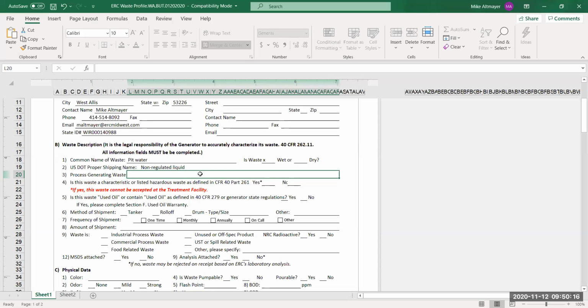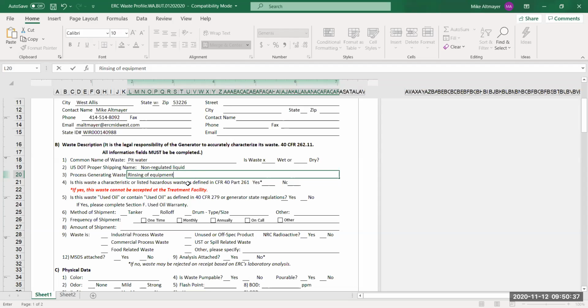Process generating the waste. I'm just going to say rinsing of equipment. So again, this is going to be case by case, very specific to the type of waste and the process generating it that you're theoretically dealing with. So I'm just using a generic example here.